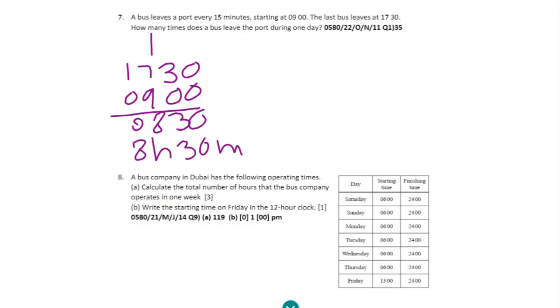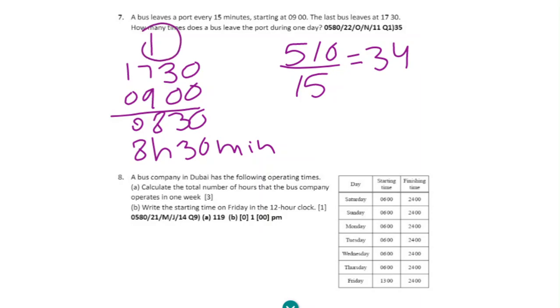Change this into minutes exclusively. So 8 times 60 plus 30 will give us 510 minutes. Divide this by 15 and we get 34. Add 1 to this 34 to get the final answer, which is 35.